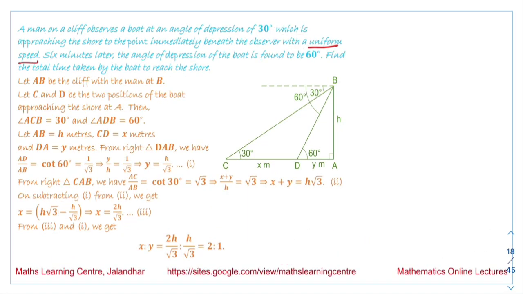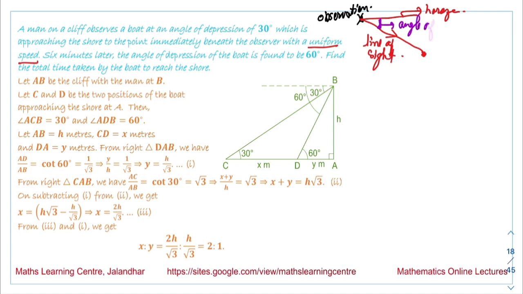Next is a man on a cliff who observes a boat at an angle of depression of 30 degree. We have already seen what is angle of depression. If we are standing at this point of observation, we are looking at something below us. This is the line of sight. This line is the horizontal line. Then what is angle of depression? This angle is the angle of depression.